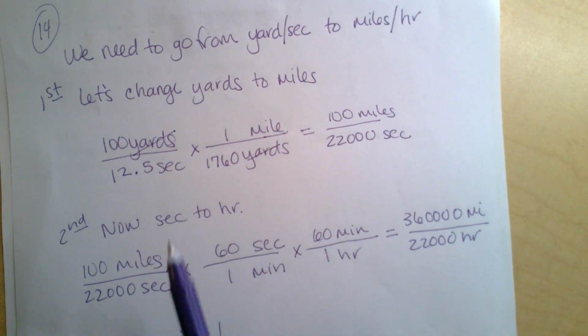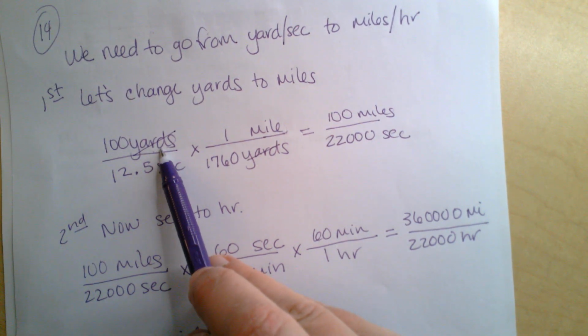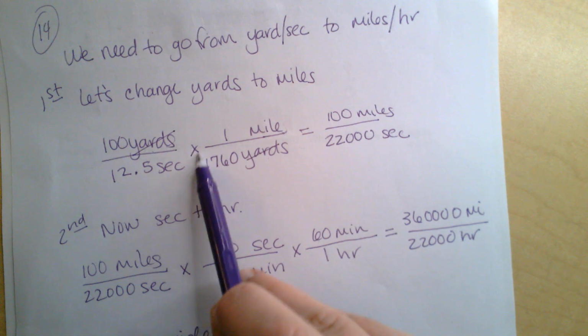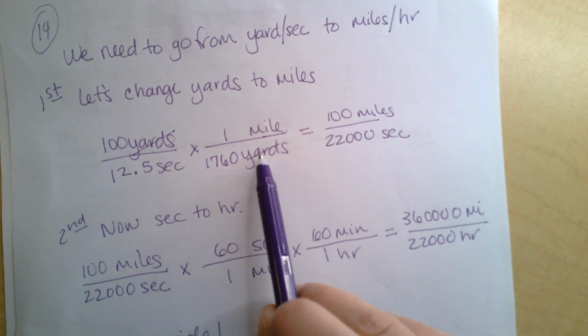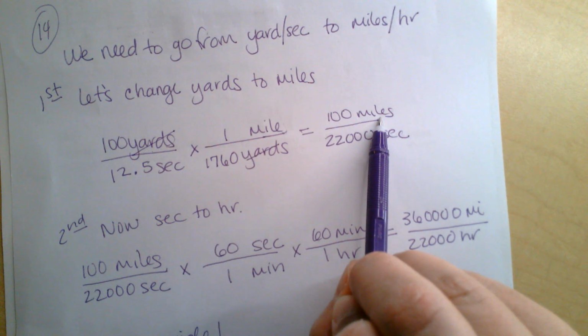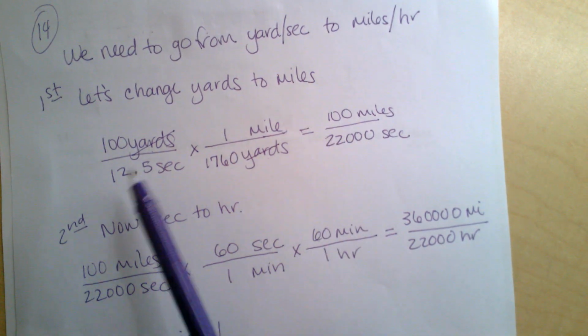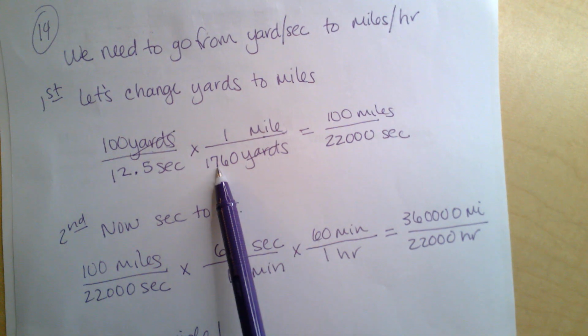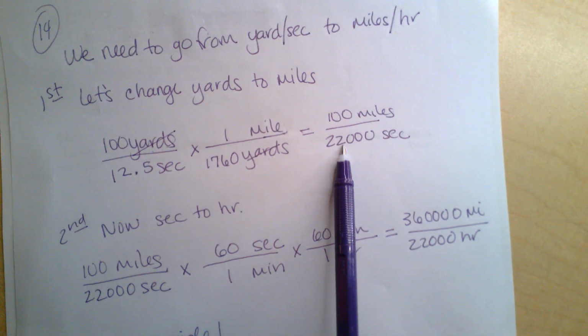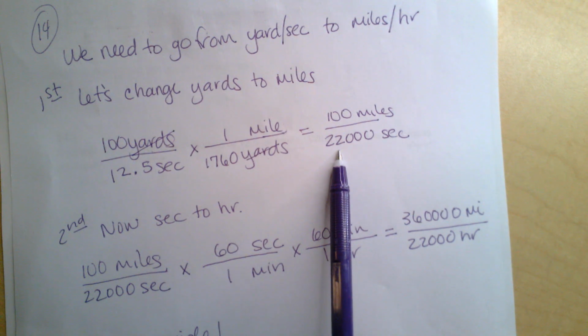Let me say that one more time. We want to cancel yards out. Yards is in the numerator, which means when you multiply, yards has to be in the denominator so we can cross those out. Miles takes over. So 100 yards times 1 is 100. 12.5 times 1,760 is 22,000 seconds. So we have 100 miles in 22,000 seconds.